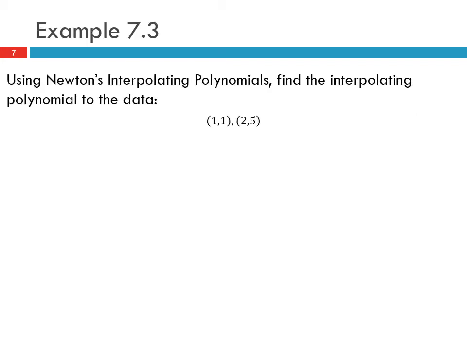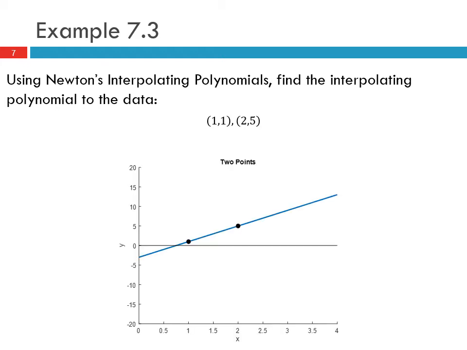So let's look at an example. Let's use Newton's interpolating polynomials to define the interpolating polynomial for this data. We've just got 2 points here, 1, 1, and 2, 5. So we want to find this interpolating polynomial that passes exactly through these 2 points.